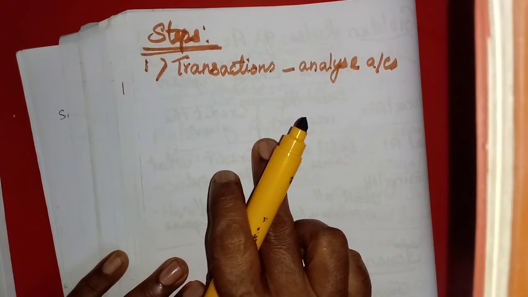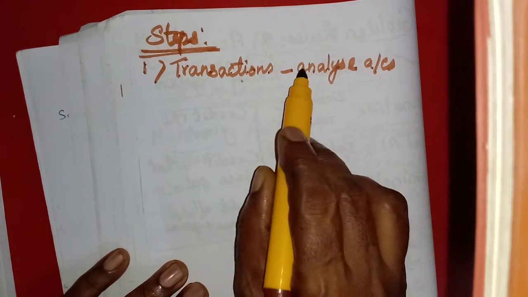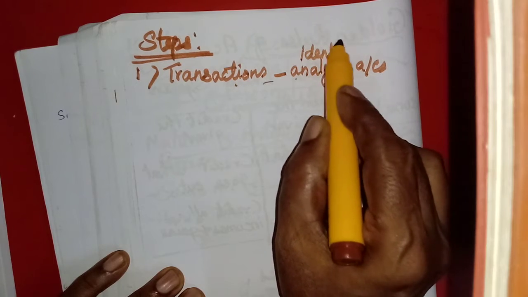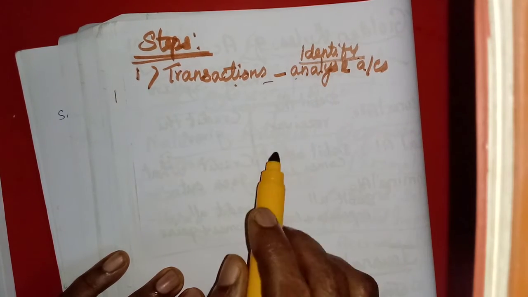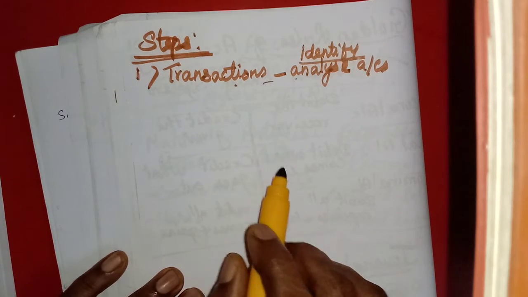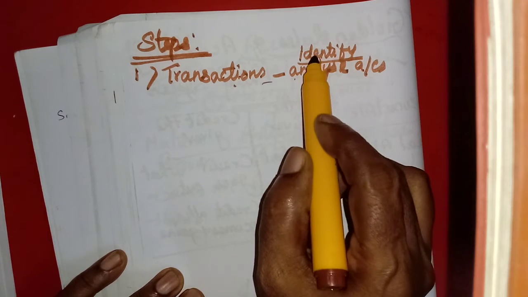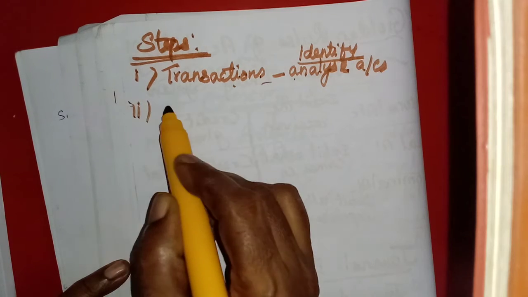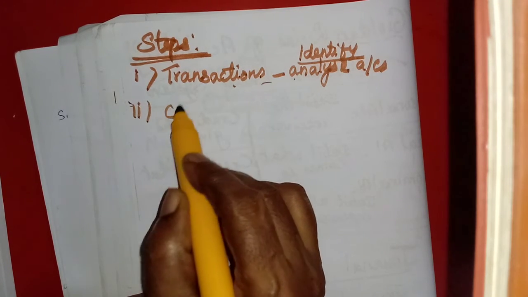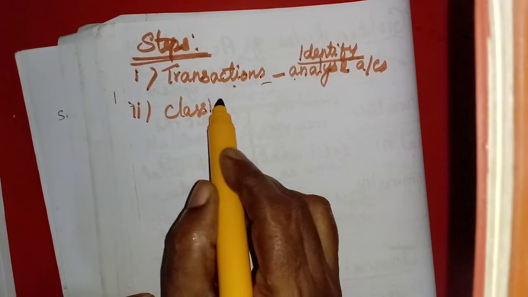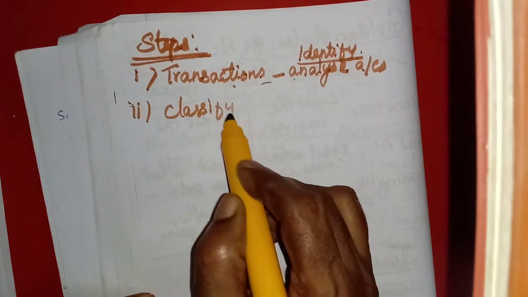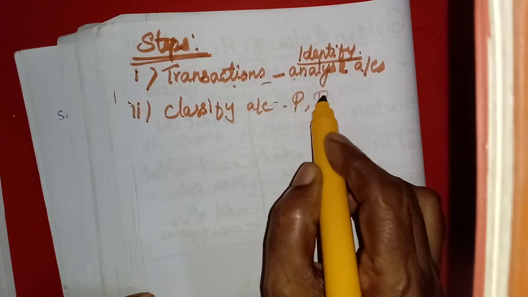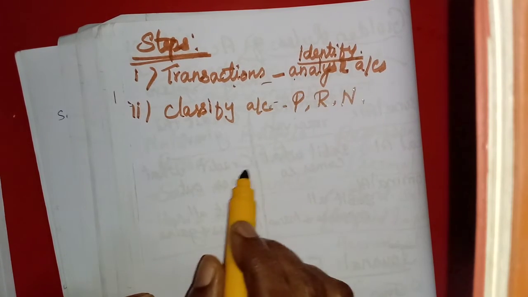We have to analyze the transaction and identify the accounts. Minimum 2 accounts must be there. Then, cash account is which account? So the second step is we have to classify the accounts. First we will identify the account. Next we have to classify the account, whether it is a personal, real or nominal account.